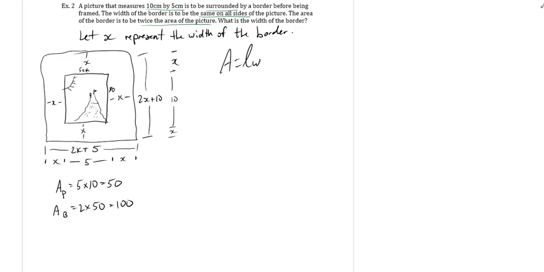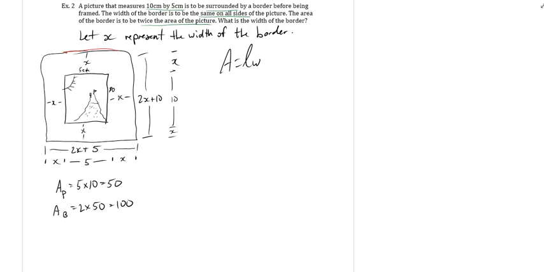What is that big A that I wrote up there? Like what area is that? The area of what? Is it the area of the picture? Area of the border? What do you think? Area of the picture and the border. Very nice. It's the total area, right?